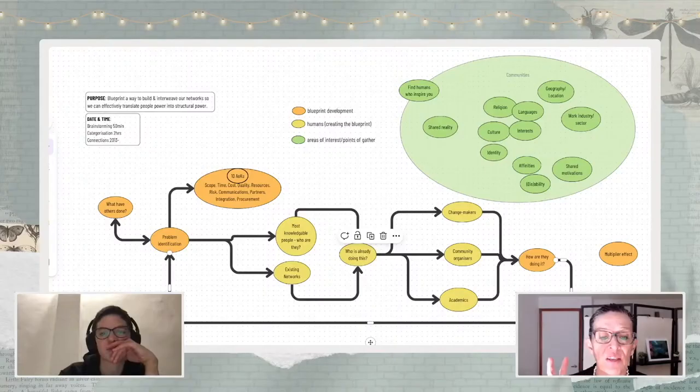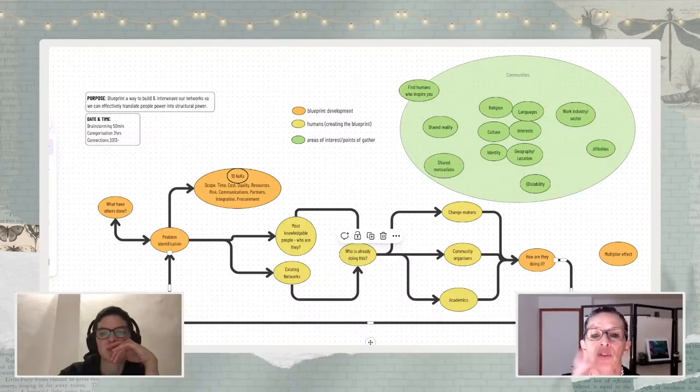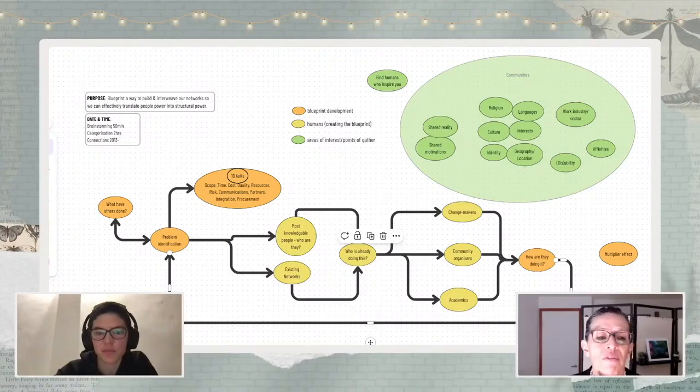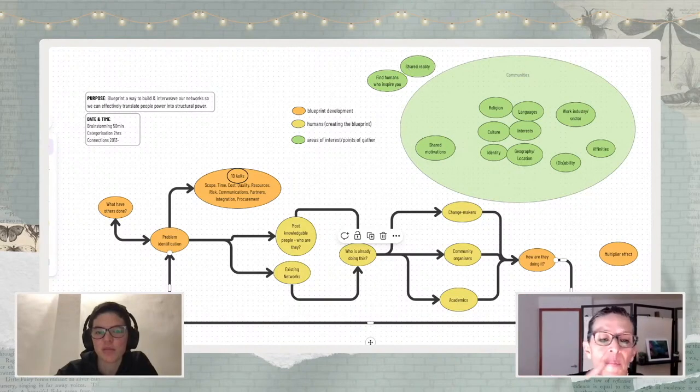So you will have communities that are at the point of, we mentioned points of gather, because they have a commonality, right? They have a common religion or culture or identity. So the inputs and outputs of them are going to be pretty much the same, so they could be within a green bubble. But I think it'd be easier if you tell me which ones would not be in the green bubble. Okay, find humans who inspire you. I'm not sure how that one fits in this category.